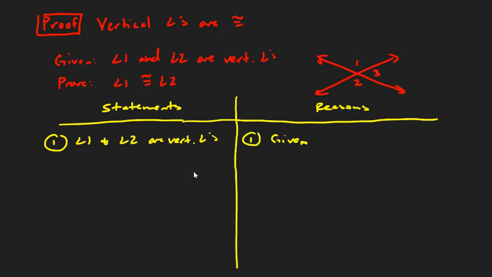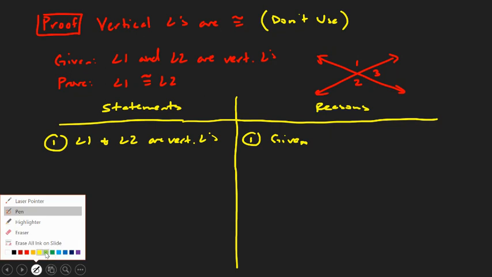Okay, so in this proof, that really tells us nothing. Yes, you should believe that vertical angles are congruent, but we cannot go directly to that. We have to arrive at that some other way. If you're trying to prove that vertical angles are congruent, you don't use it in your proof. So keep that in mind, right? We don't use that.